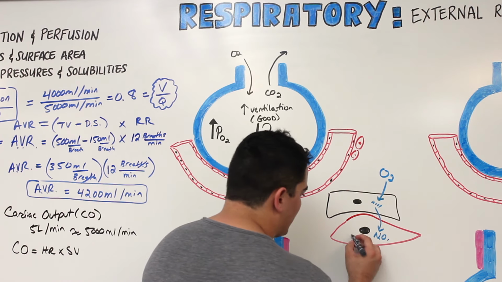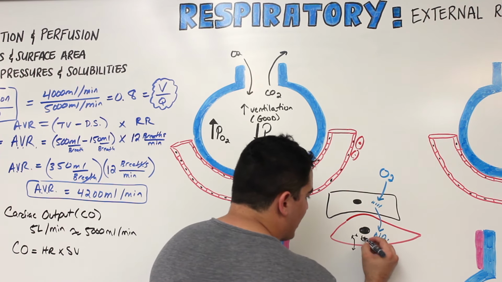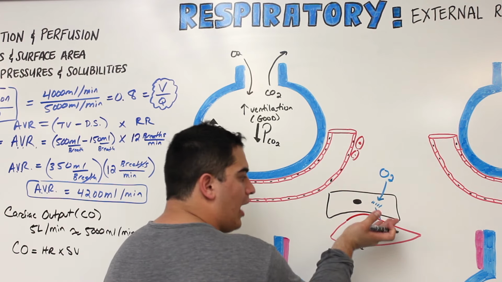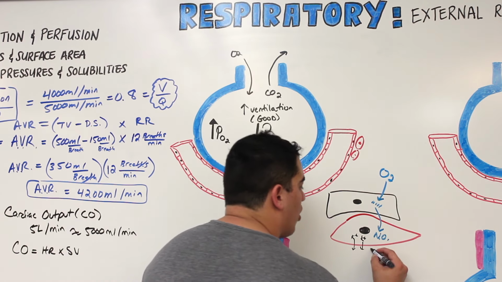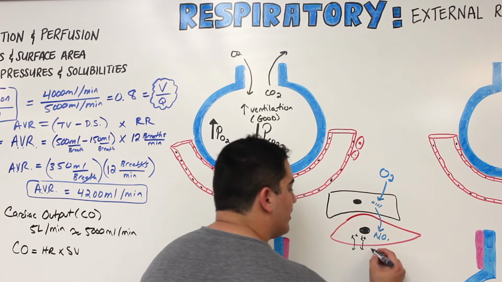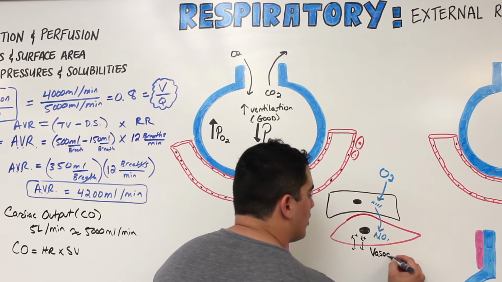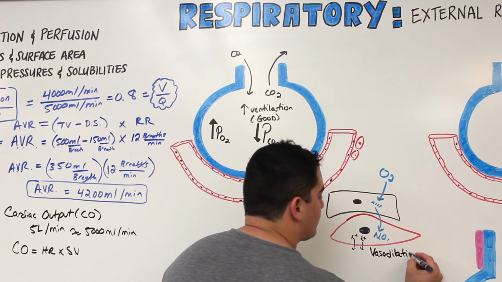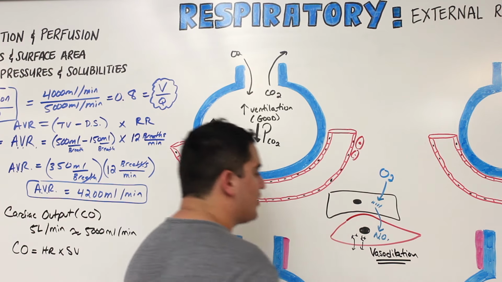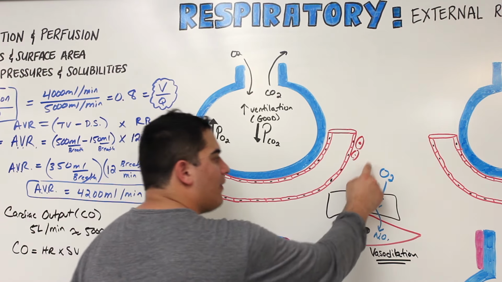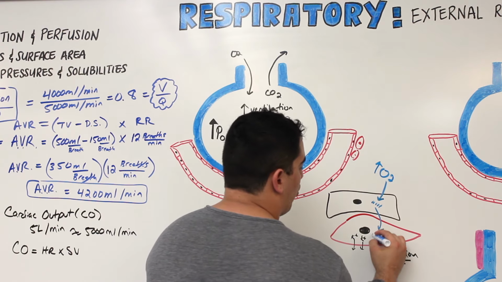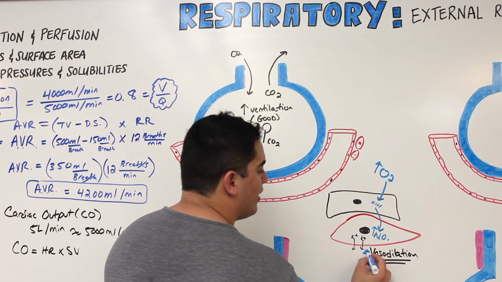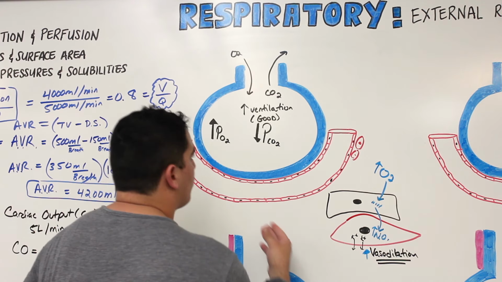Whenever potassium leaves the cell, potassium will cause this cell to actually what? Hyperpolarize, right? And what's the overall result of this hyperpolarization? It'll cause the smooth muscle to relax. That's called vasodilation. So whenever you're having a significant amount of oxygen, you can imagine you're going to produce a lot more nitric oxide. So you're going to have an increase in vasodilation.